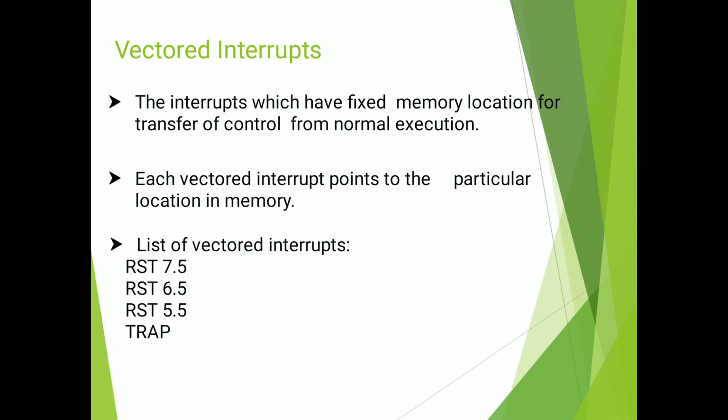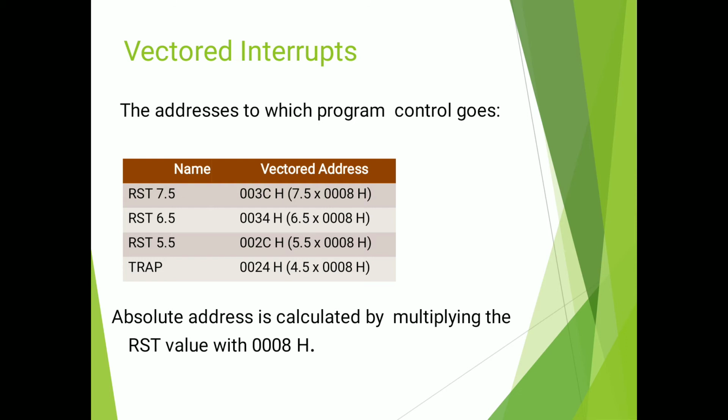Vector interrupt. The interrupts which have a fixed memory location for transfer of control from normal execution. Each vector interrupt points to a particular memory location. That means a vector interrupt has a particular address in memory. RST 7.5, RST 6.5, RST 5.5 and TRAP are vector interrupts. The address of a vector interrupt is calculated by multiplying the RST value with 8. RST 7.5 has the RST value 7.5 multiplied by 8, that is 003C, and so on.